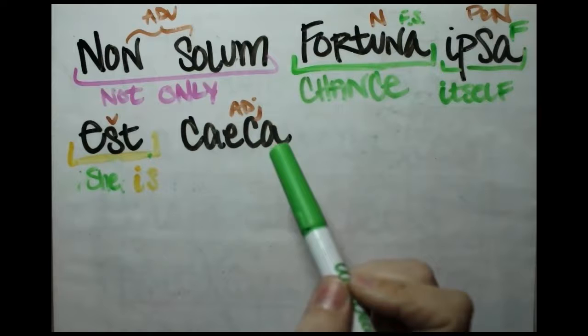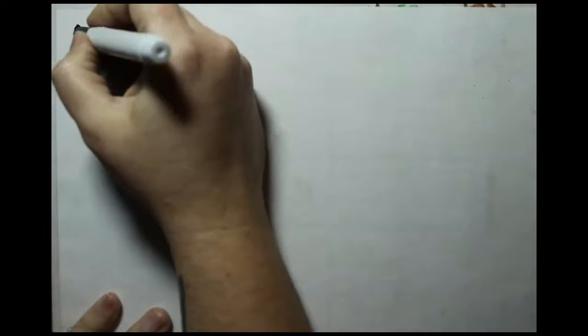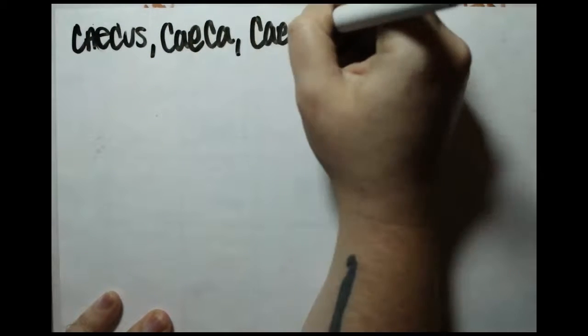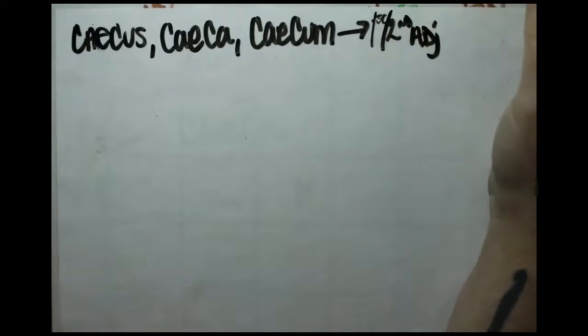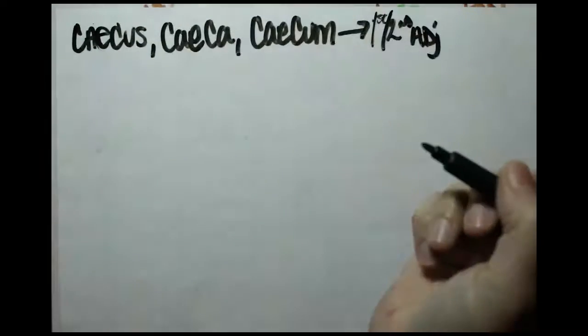The only thing we have left in this little clause here is caeca, which is an adjective from, that's a U, from caecos, caeca, caecum. This is a first, second adjective. Okay, and this, let me find it on here. This means blind.